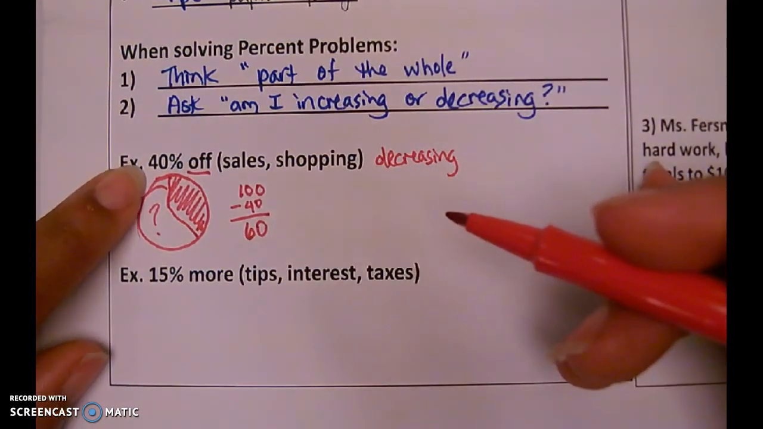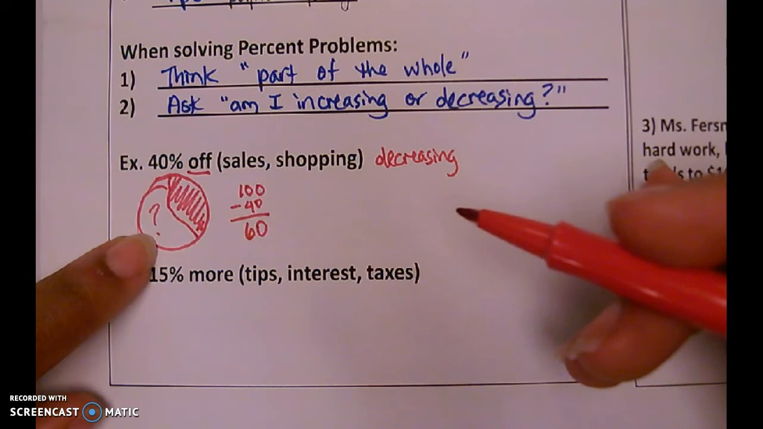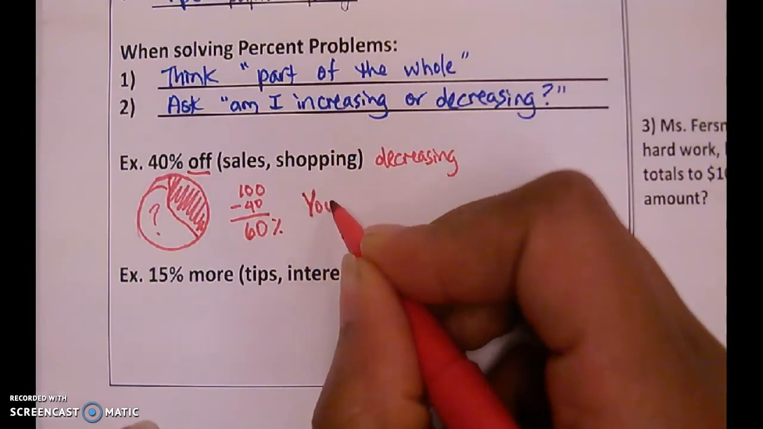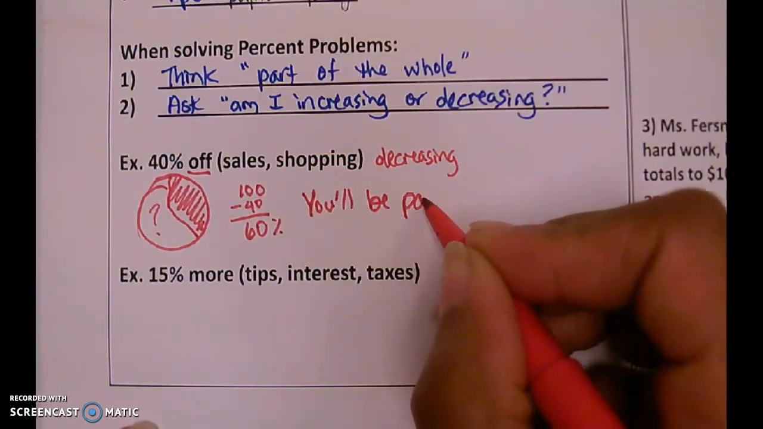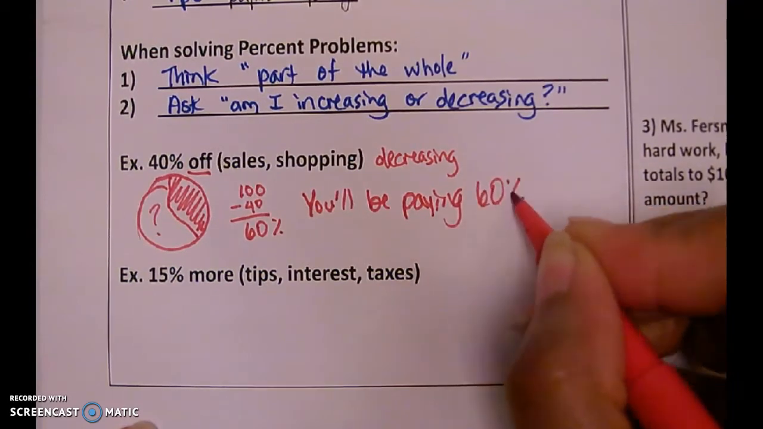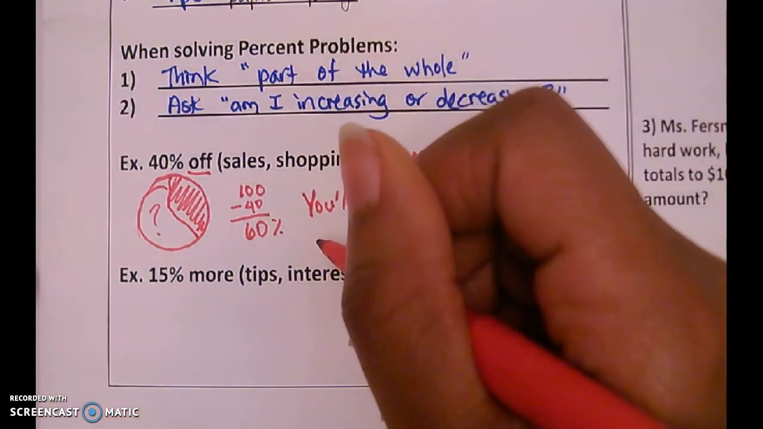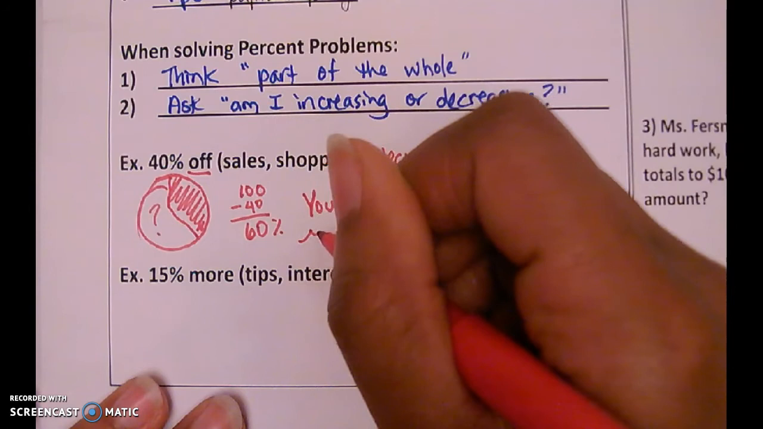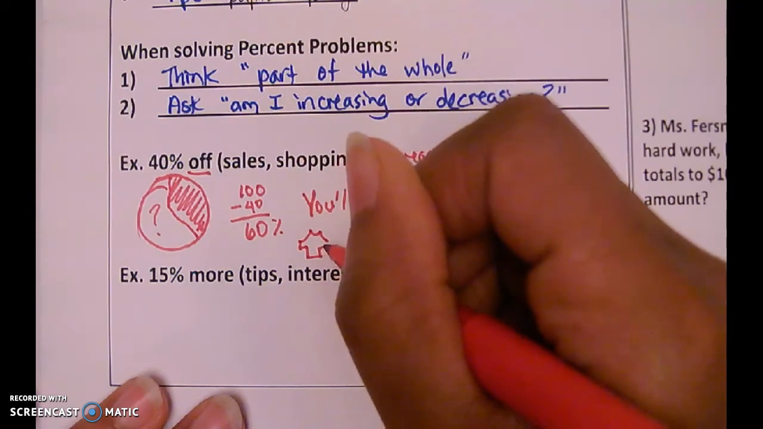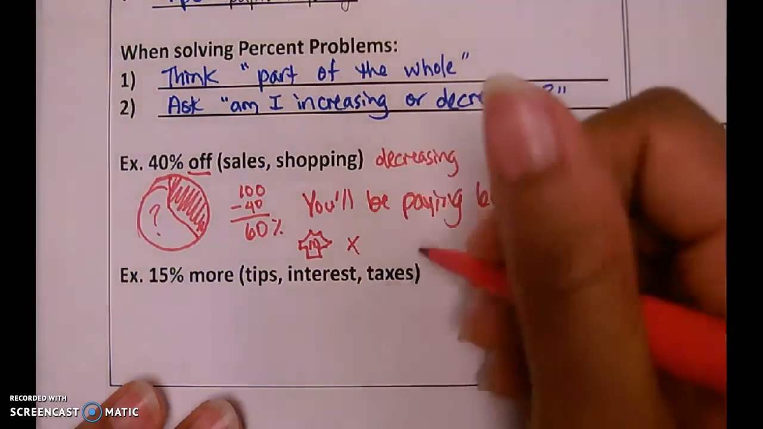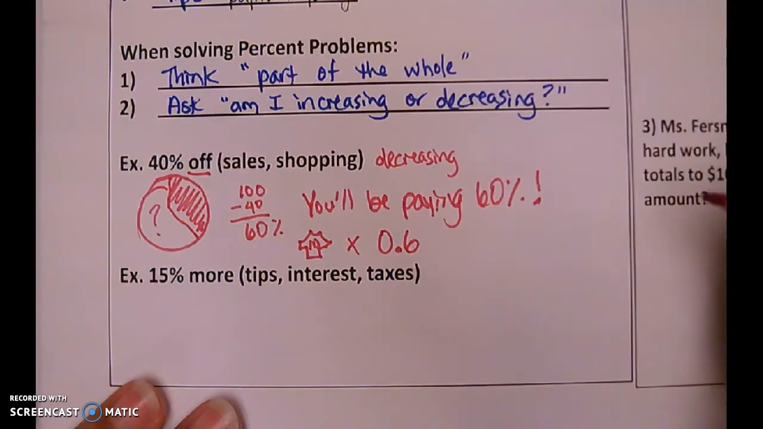So if a problem says 40% off or a store says 40% off, you're actually only going to be paying 60%. Okay? So let's write that down. Okay? Now, what you'll do is multiply that amount, or whatever percent off. Let's say it's a shirt. That's $10. Okay? You're going to multiply that $10 times 0.6. Okay? Now, you might be wondering, where did that 0.6 come from?